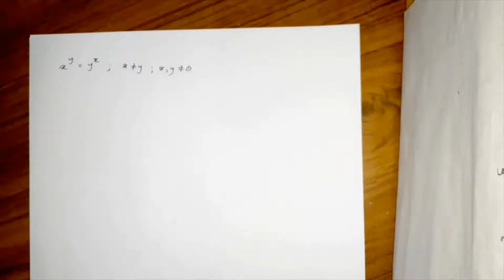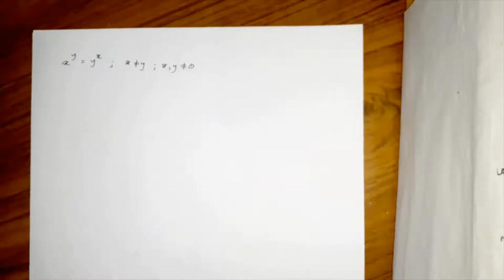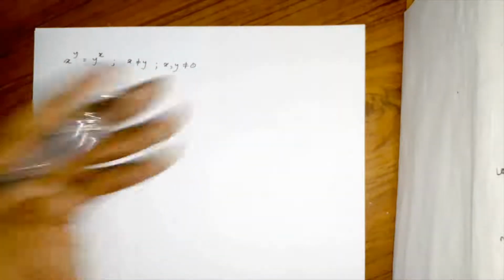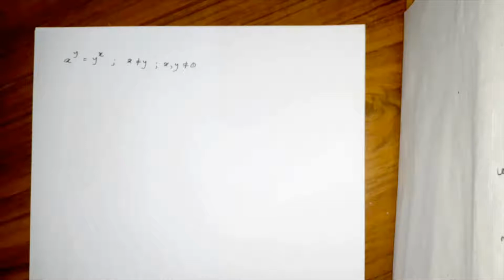x to the power y equals y to the power x. Of course, we don't consider the case x equals y, because if x equals y there's nothing to solve, right? And of course, x and y are not equal to 0, because 0 to the power 0 is not defined. Okay, actually we know one solution for this.